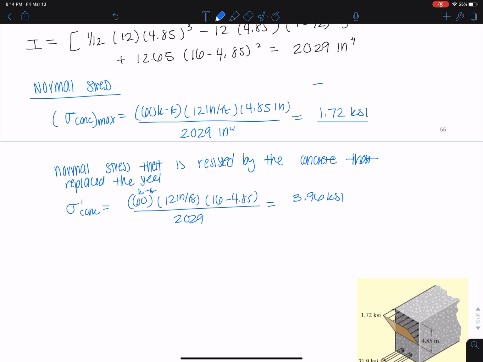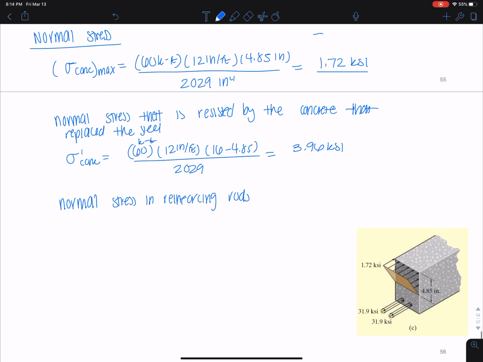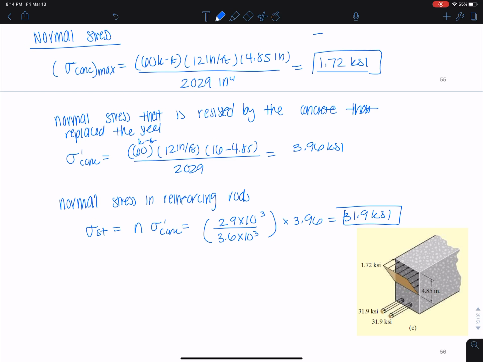And then I want the normal stress in each of the two reinforcing rods. And I get sigma steel equals n times sigma prime of concrete. So I can say 29, I'm converting this back now to the steel. And this is my answer along with this.